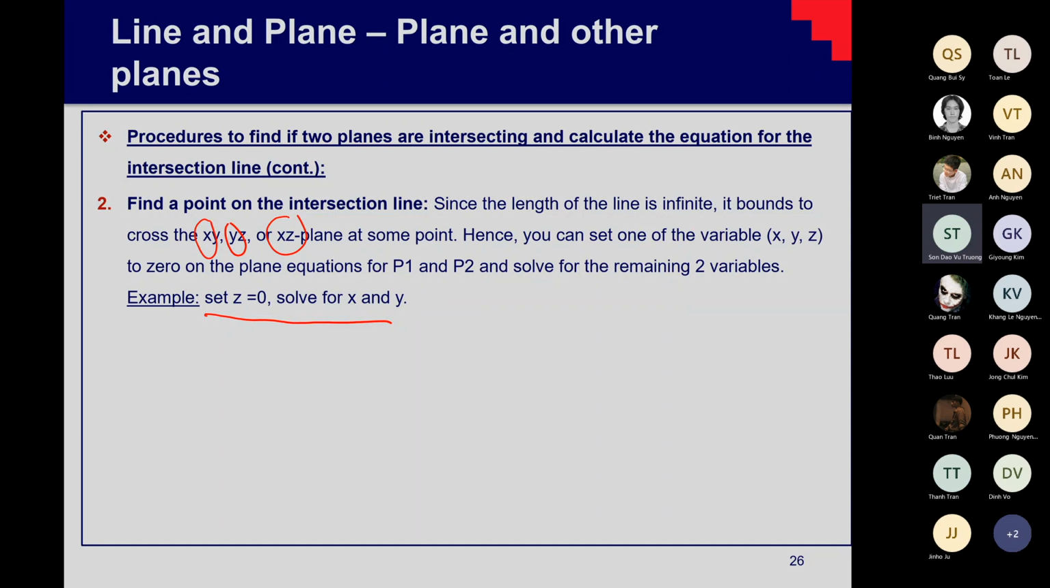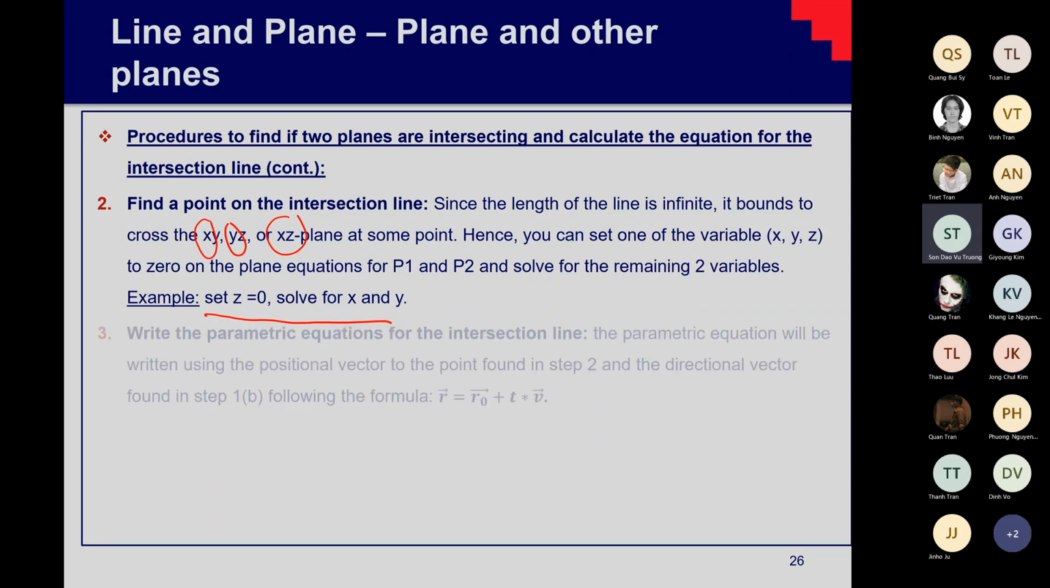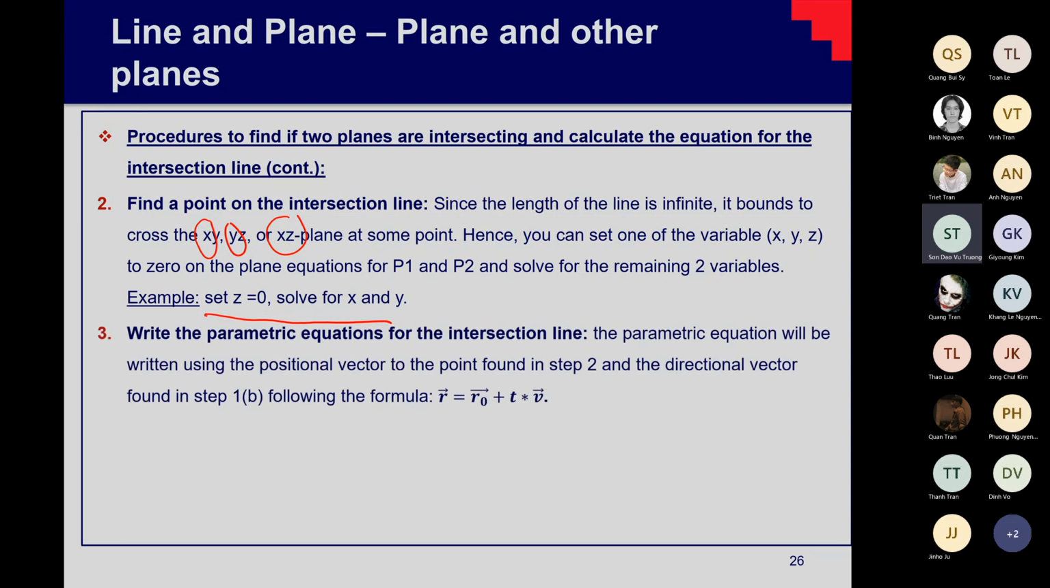So we can find one point on the intersection line, and then we can write the parametric equations for the intersection line. We already have the directional vector V, and we can use the two vectors R and R0 to form the equation.